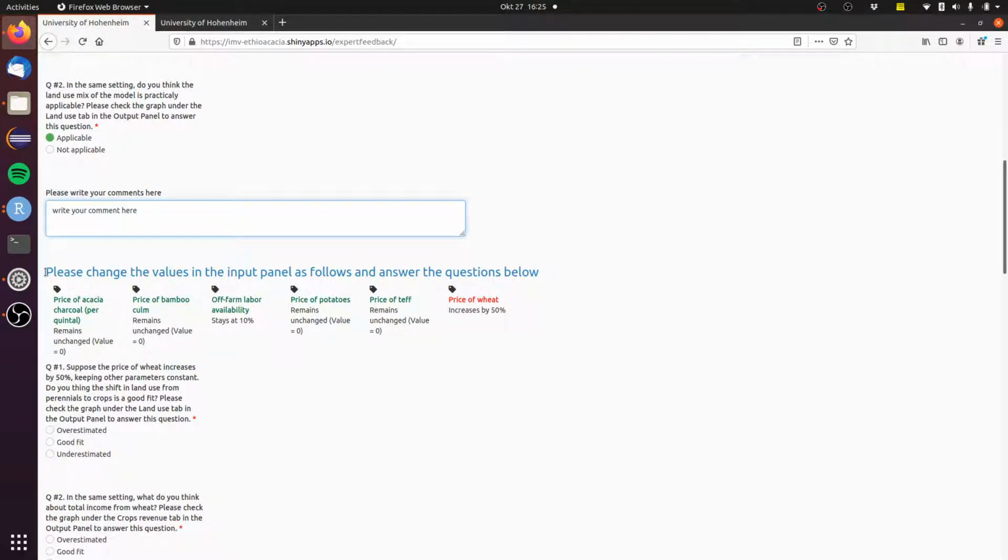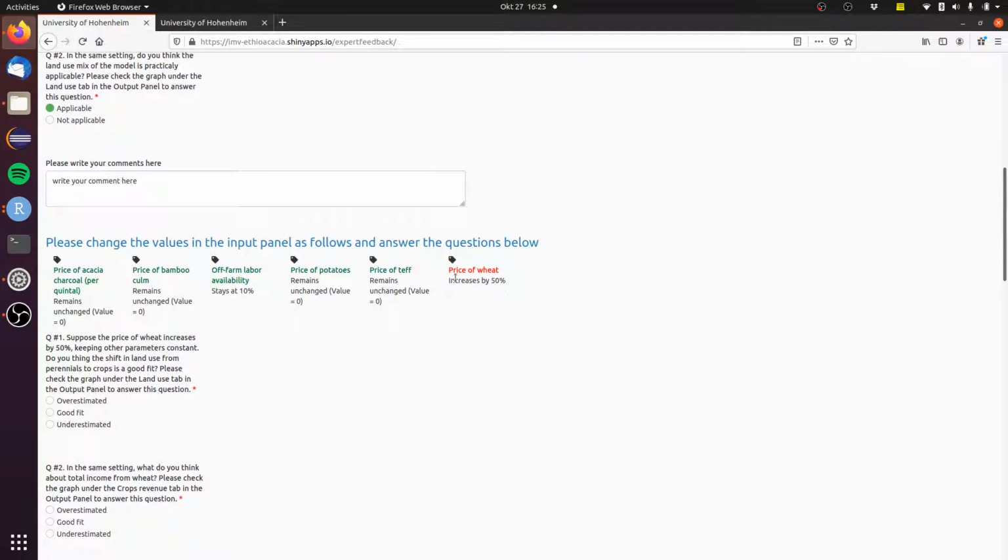The next question, now we have to change something else. There is something that is going to change in the slider panel, and except for the price of wheat, the rest remains the same. So whatever changes, we have put it in red and bold. So keeping other things constant, the price of wheat increases by 50%. And then we ask different questions, and we refer to which output to see to observe the results, and then you answer your question.